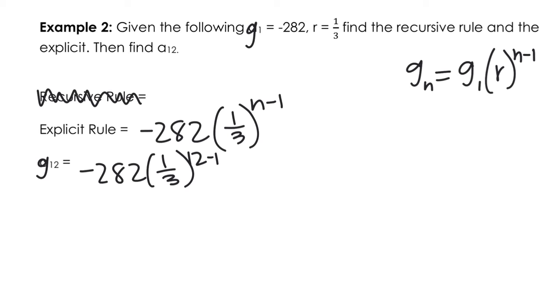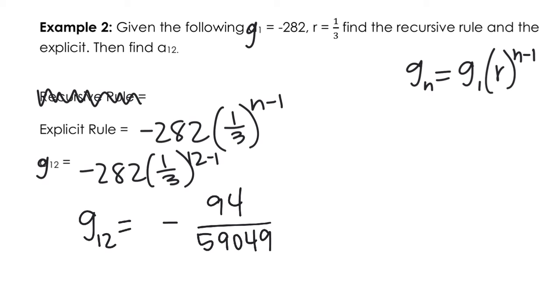And remember, decimals we do not want as our answer because then we have to round them. So if we use our calculator correctly and we use that math enter, it will give us a fraction. So it looks like our 12th term was this crazy fraction of negative 94 divided by 59,049. So some crazy big fraction, but it is our answer.